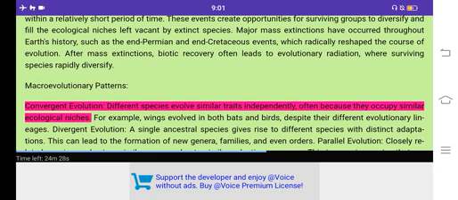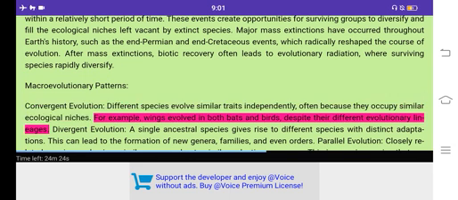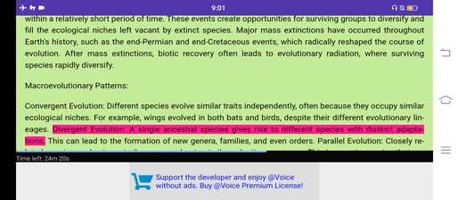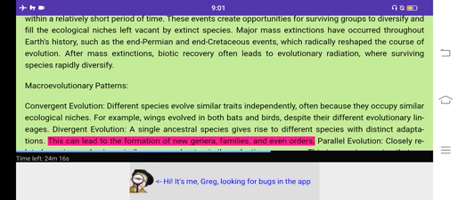Macroevolutionary patterns. Convergent evolution. Different species evolve similar traits independently, often because they occupy similar ecological niches. For example, wings evolved in both bats and birds, despite their different evolutionary lineages. Divergent evolution. A single ancestral species gives rise to different species with distinct adaptations. This can lead to the formation of new genera, families, and even orders.